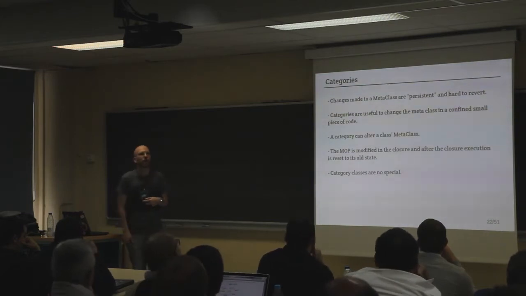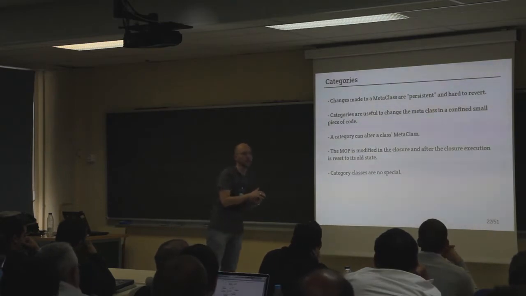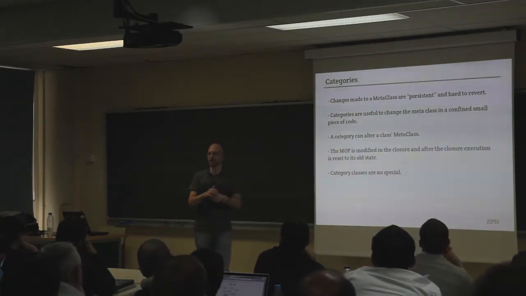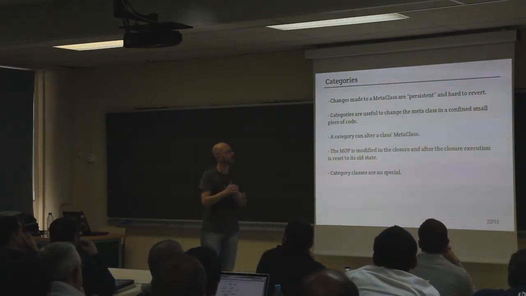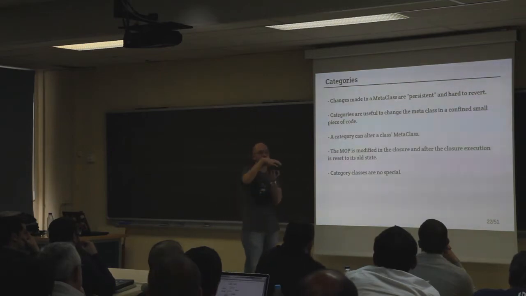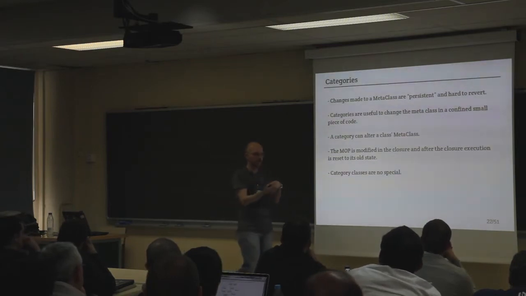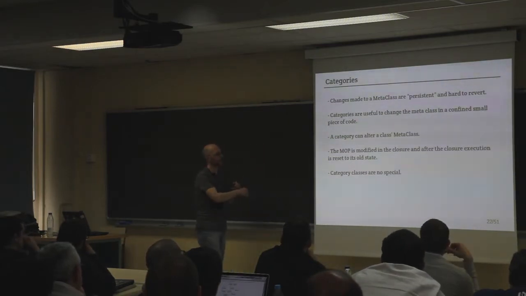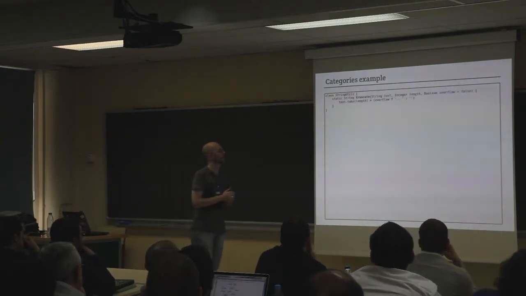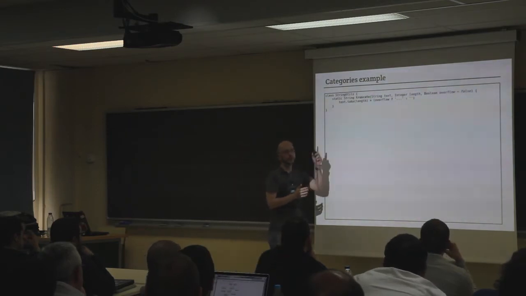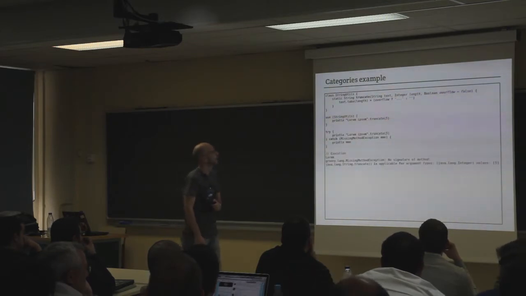Now, categories. All these changes that we do into the method class are hard to revert, are persistent. So with a category, we can do these changes, but in a small piece of code, into one closure. And when this closure finishes, the method class changes are reset to its old state. And categories are no special, they are just classes with a static implementation.